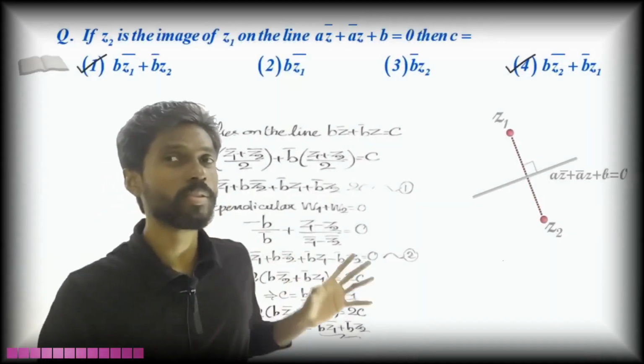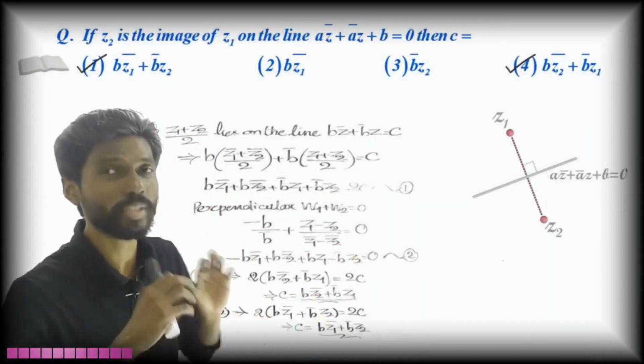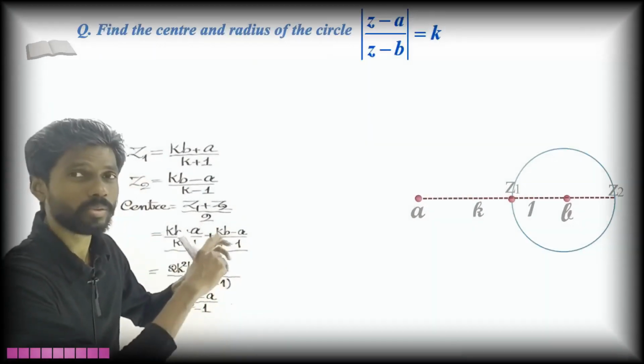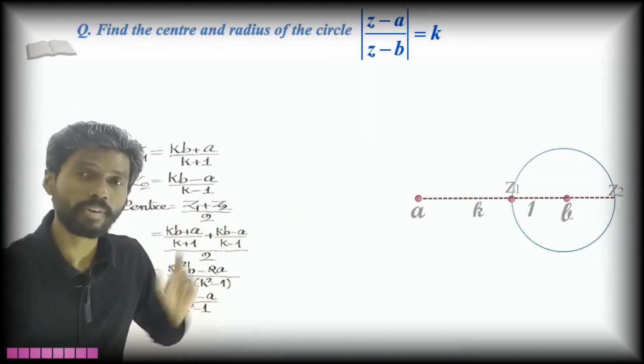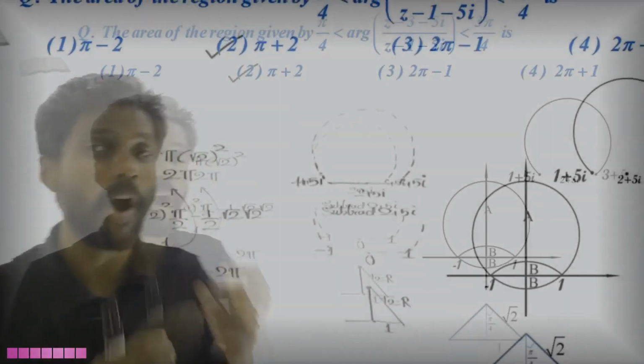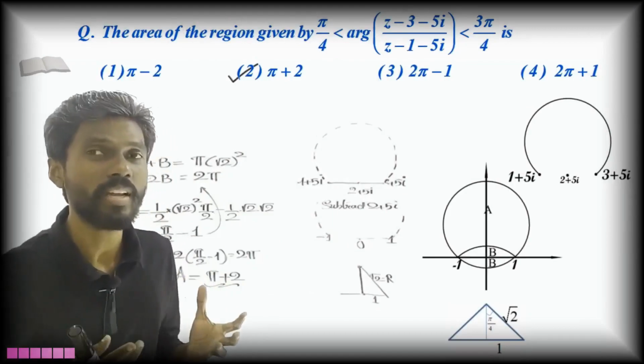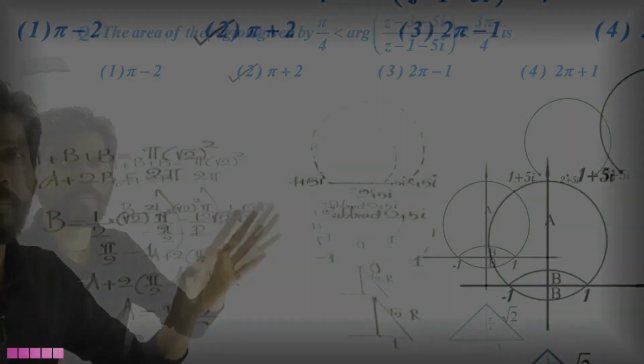The midpoint of these 2 points is the center, right? Z1 plus Z2 by 2. And similarly, the distance between these two points, that is the diameter, half of that will give you the radius, right? Also of the same form, argument of Z minus A by Z minus B, right? But it is not an equation, it is inequality. So less than 3 pi by 4.